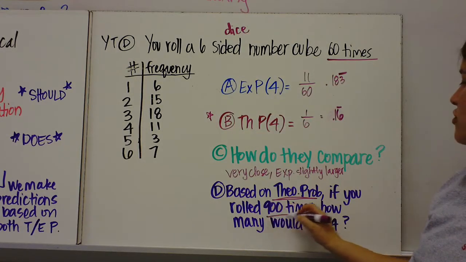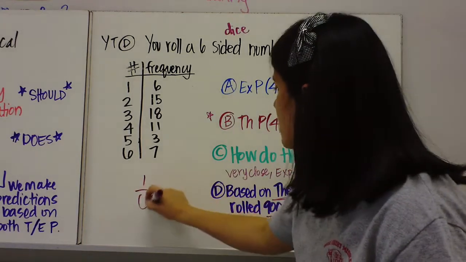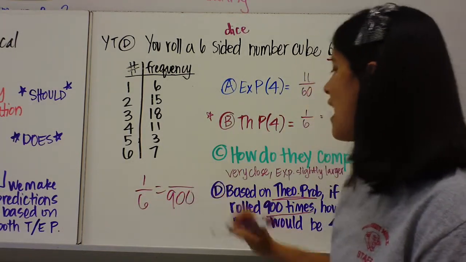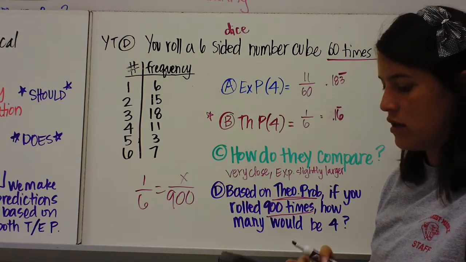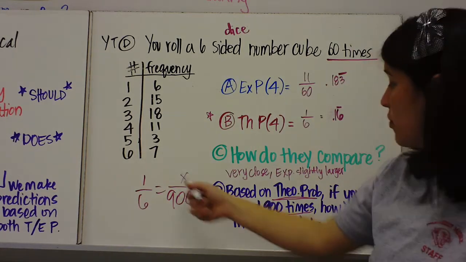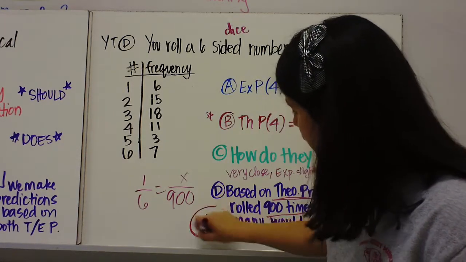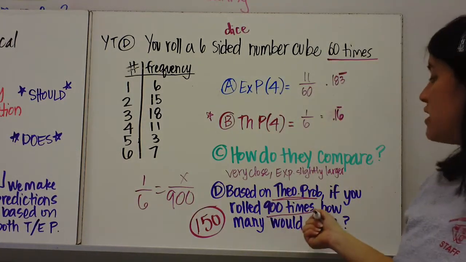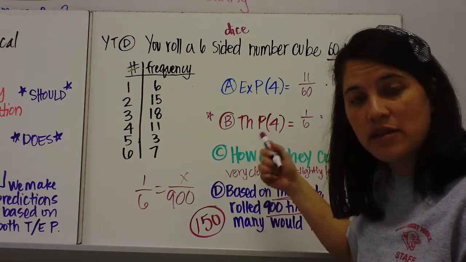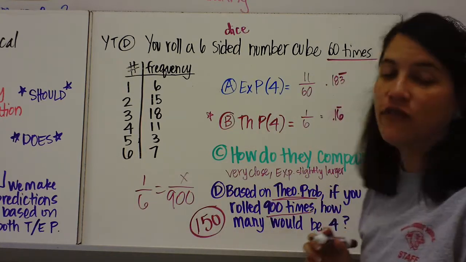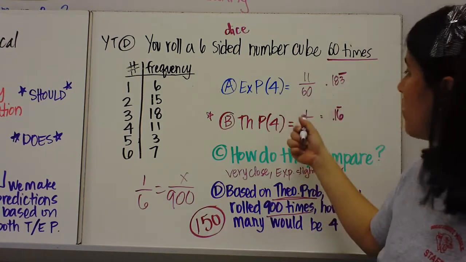Based on theoretical probability, so now we're using the theoretical probability, if you rolled it 900 times, how many would be 4? So the theoretical probability is 1/6, and we want to roll it 900 times. So you'd set up that proportion, and when you solve that proportion, you would get 150 times you would get a 4 based on theoretical probability. Now, if it asks for experimental probability, your answer might be a little different. But based on theoretical probability, you have to use the 1/6.